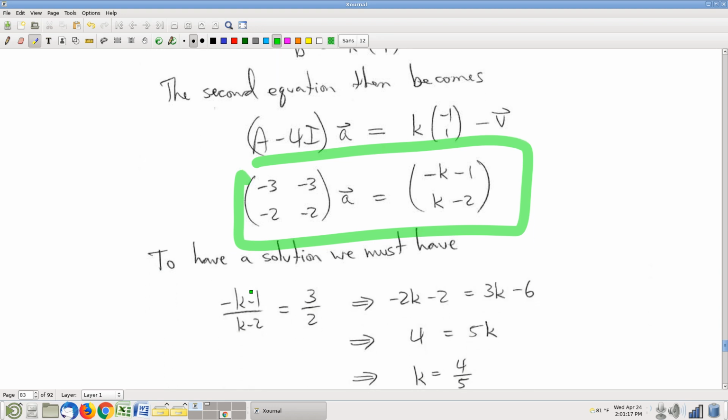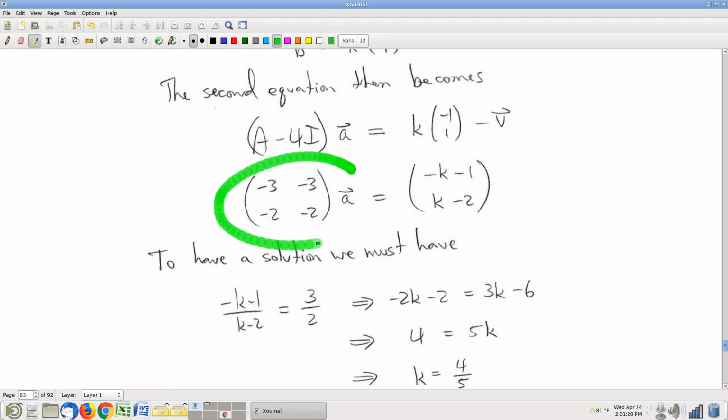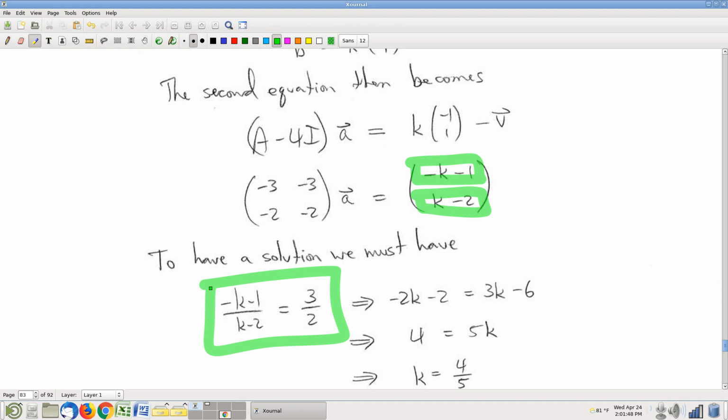And that is to look at the left side and notice that when you multiply this out, the first and second components of the left-hand side are in a 3-to-2 proportion. And that means that the first and second components of the right-hand side also have to be in a 3-to-2 proportion. So it's a way to cleverly bypass the row reduction. Row reductions are nice.